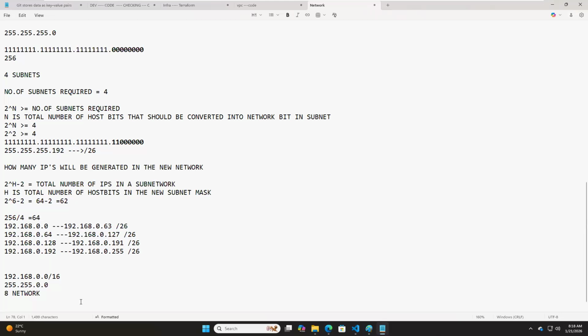255.255.224.0. That is the new subnet mask. Again, I'm repeating, the new subnet mask will be 255.255.224.0. The slash value will be /19. You are going to get 19 network bits.